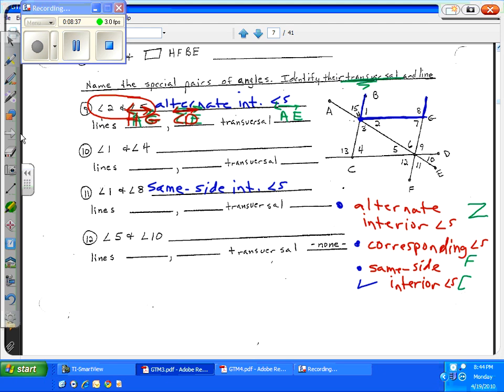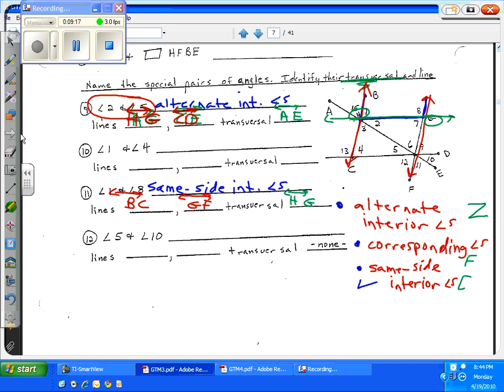The lines that form them are here, line BC and line GF, line BC and line GF. And remember again, the transversal is the one that intersects the other two, which is line HG. And you can do the others on your own. Any questions on that section?